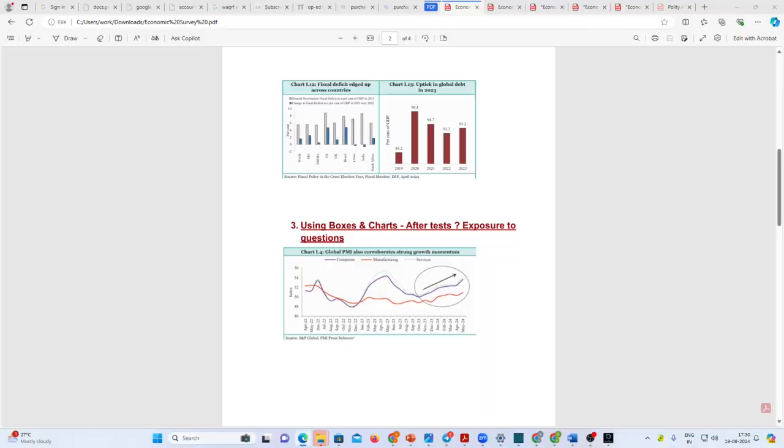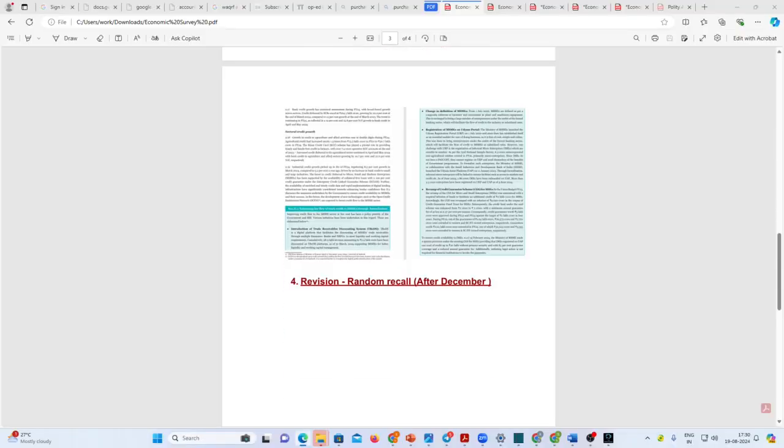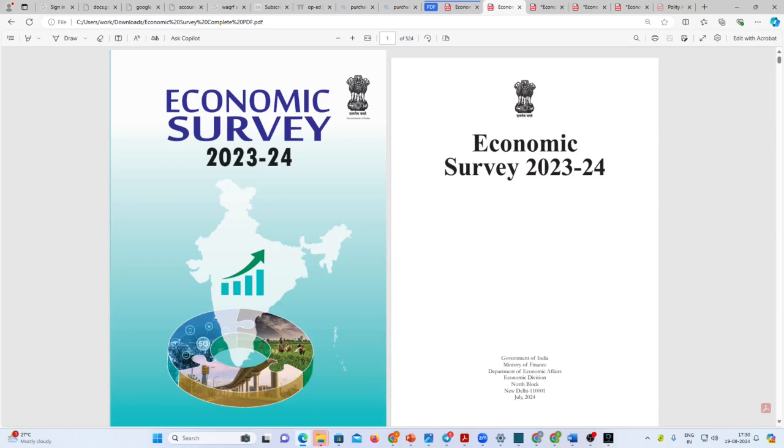So this is the phase in which you have to go one after the other. All right, and the last step is one you have to do before your prelims, but after this December. This is what I call a random recollection process. What do you do? You basically open your economic survey out of nowhere. Simply take an economic survey whenever you're bored after December or January onwards.